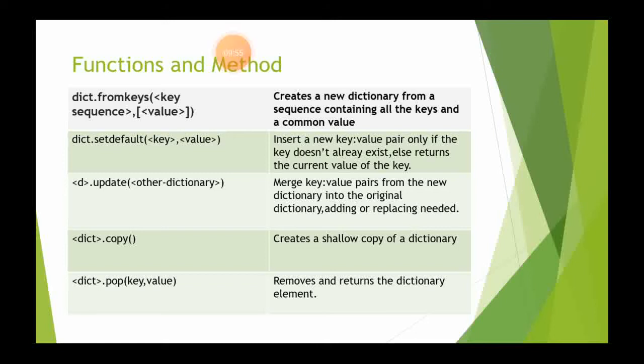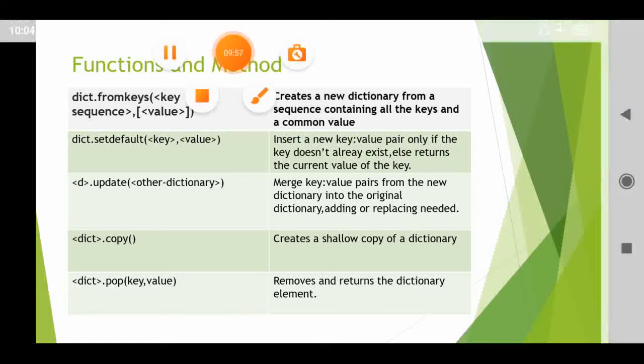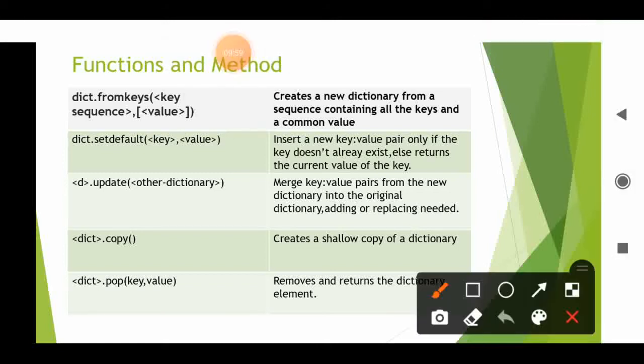The next function is fromkeys. The fromkeys function is used to create a new dictionary from a sequence containing all the keys and a common value. What is the syntax for using the fromkeys function? Dictionary name dot fromkeys. In the brackets, you have to mention the key sequence, comma, value. The next function is the setdefault function.